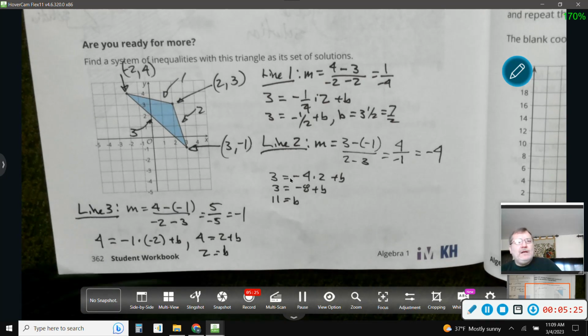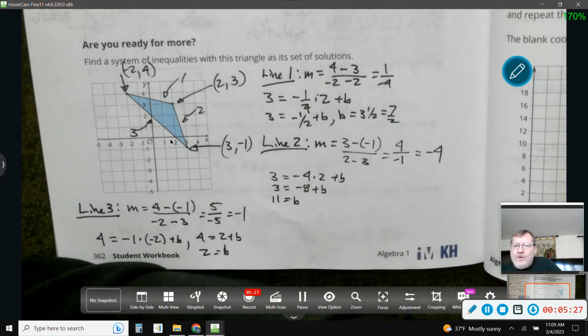So what I'm going to show you now is that if you can just find the equations of the lines, that is good enough for Algebra 1. All right, so let's look through here. I've got 2 points.